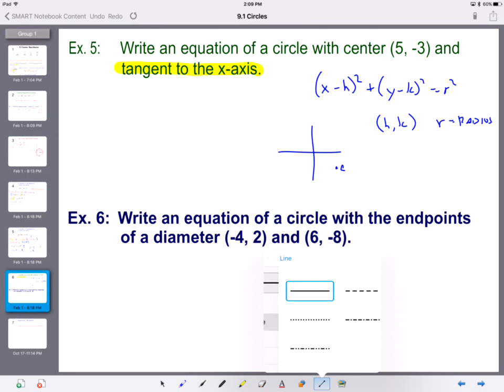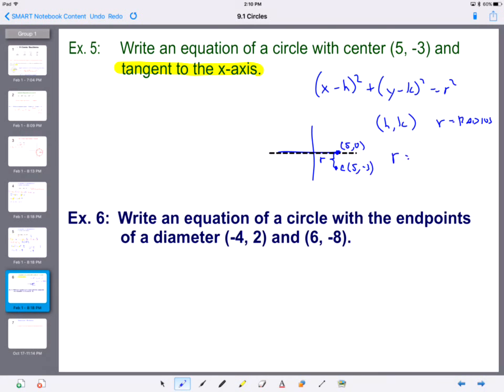Well, if it's tangent to the x-axis, it's going to be right there on the x-axis. This distance from here to here represents the radius. So if it's tangent to the x-axis, it's just going to touch it and then not go through it. So therefore, the radius of this one is that distance from the x-axis to the center of the circle. Well, if this is at 5, negative 3, then what would that distance be? Well, I guess if you wanted to count over, this is at 5, 0. So then the distance from 5, 0 to 5, negative 3 is 3.